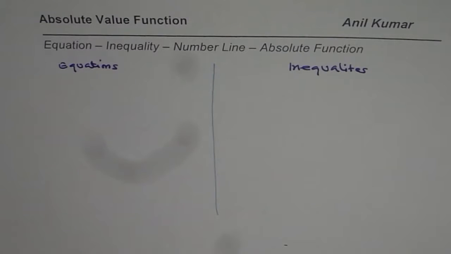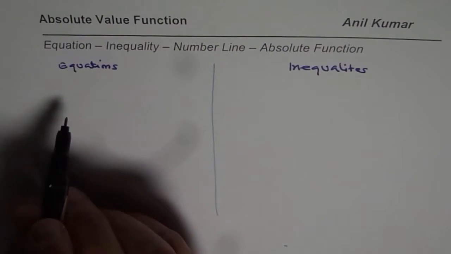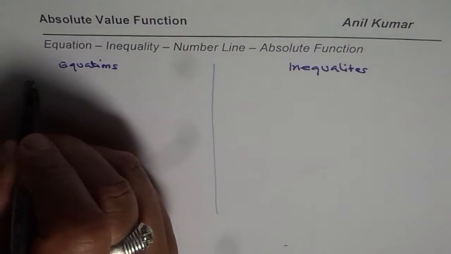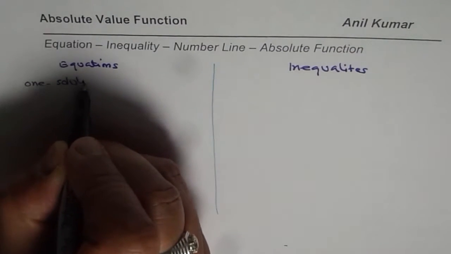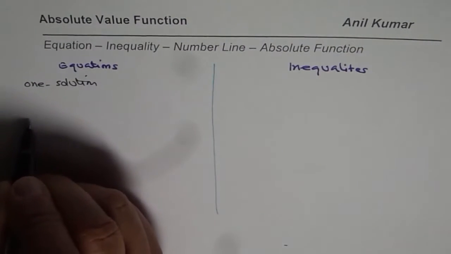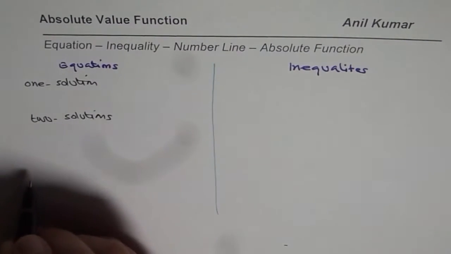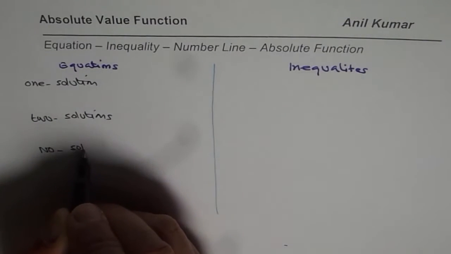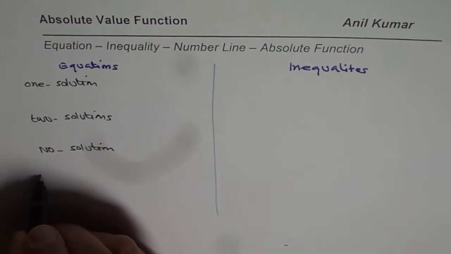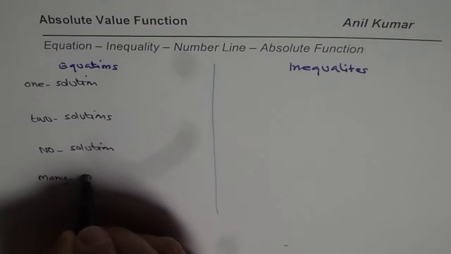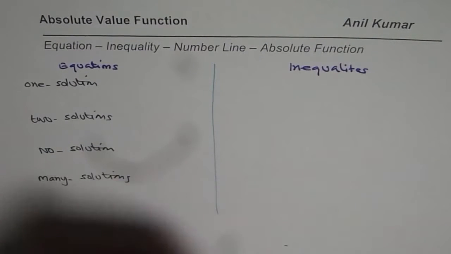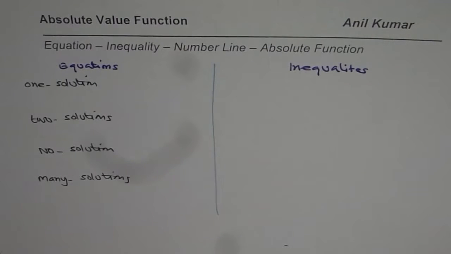Now, how to solve absolute function equations? Whenever you have an absolute function equation, you expect either one solution, you can expect two solutions, you can expect no solution at all, or you can expect many solutions. So all cases are possible, right? Let me give you examples: one solution, two solutions, no solution, and many solutions.